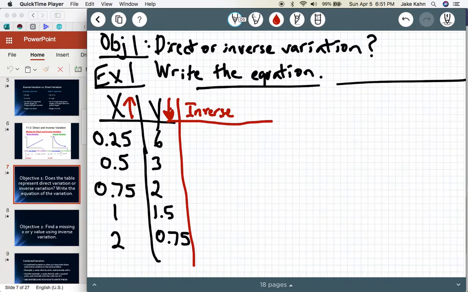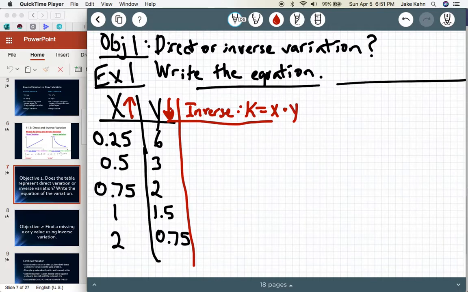Because x is increasing, y is decreasing. However, we don't know that it's inverse. We have to test that it's inverse. In inverse variation, your k value is x times y.